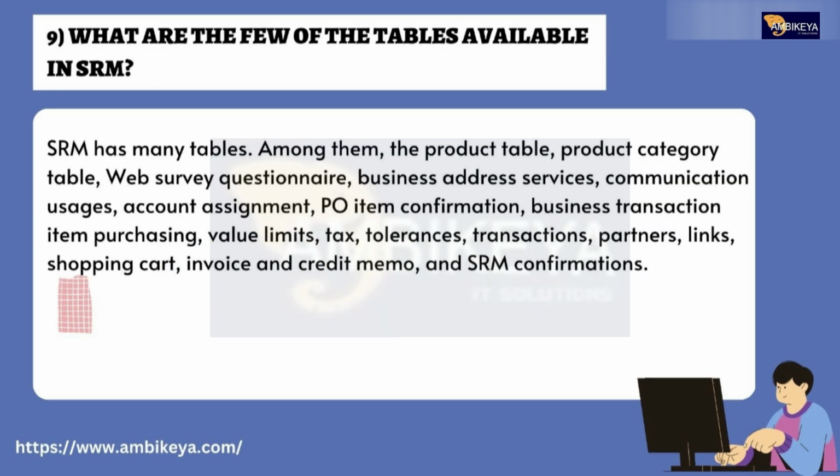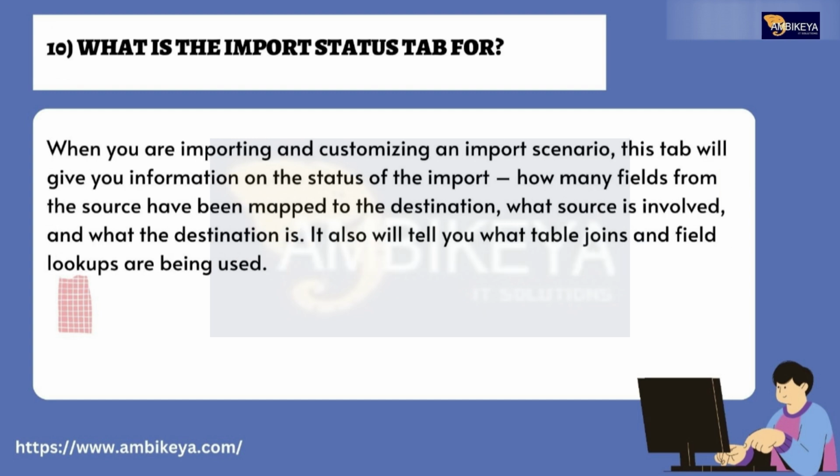Question number 9. What are a few of the tables available in SRM? SRM has many tables. Among them are the product table, product category table, web survey questionnaire, business address services, communication usages, account assignment, PO item confirmation, business transaction item purchasing, value limits, tax, tolerances, transactions, partners, links, shopping cart, invoice and credit memo, and SRM confirmations.